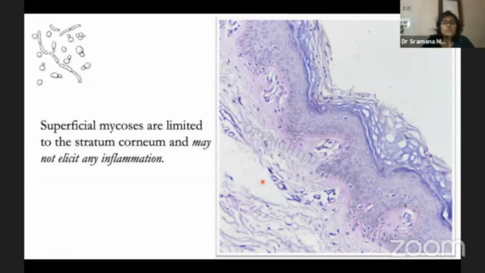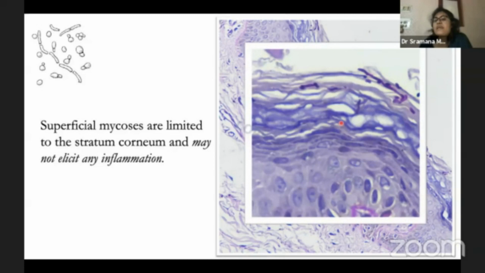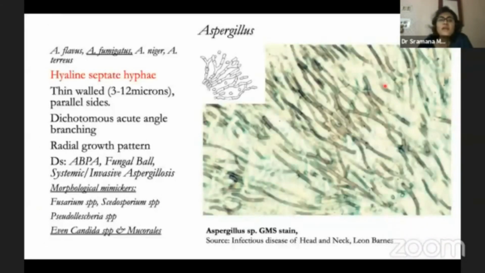So superficial mycosis in an immunocompetent individual may not elicit any inflammation. So this was a skin biopsy from a case of pityriasis versicolor, where we can see a very normal basket weave pattern of the stratum corneum. This is the epidermis and this is the dermis, and we can hardly see any inflammatory cells. So when you zoom in, you can see a typical spaghetti and meatball appearance with budding yeast and filamentous form that are seen in Malassezia furfur.